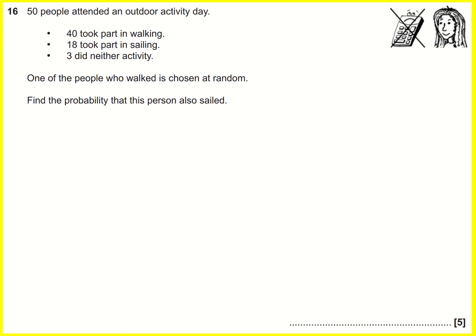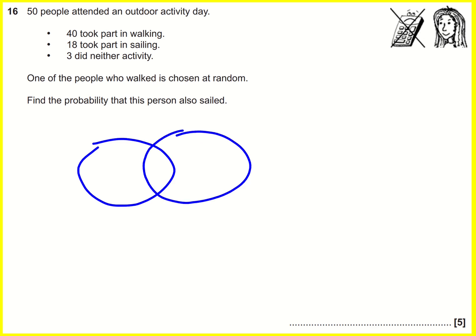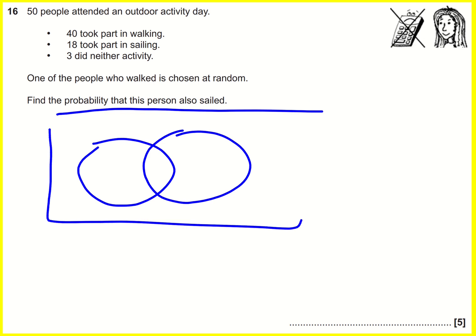There are a few approaches to this question. I think the fact that I've just got two events, and then people doing some of them or not doing some of them, makes me feel like drawing a Venn diagram because I've got natural overlap going on. I've got 50 people in total, and I've got people walking and people sailing, and then some that do neither. So I can straight away put that 3 there and deal with that.